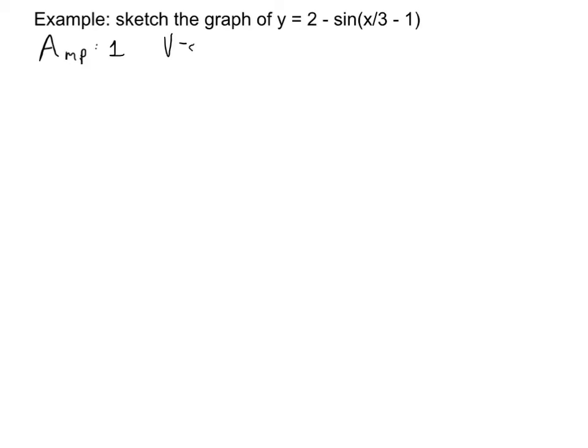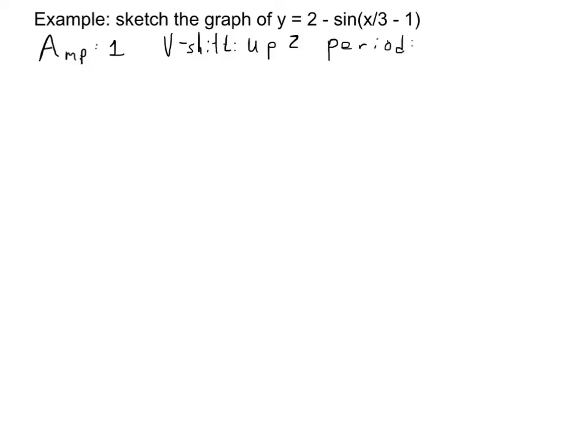What is the vertical shift? Well, vertical shift is the number that's added on the end. There's nothing added on the end, but there is something added on the front. The thing added on the front is a 2, so my vertical shift is going to be up 2. Right? Next is period.